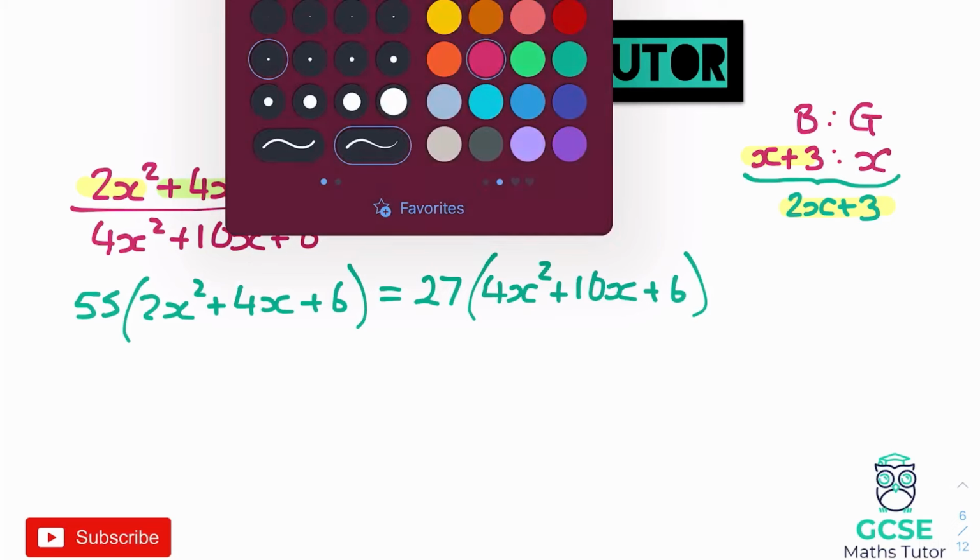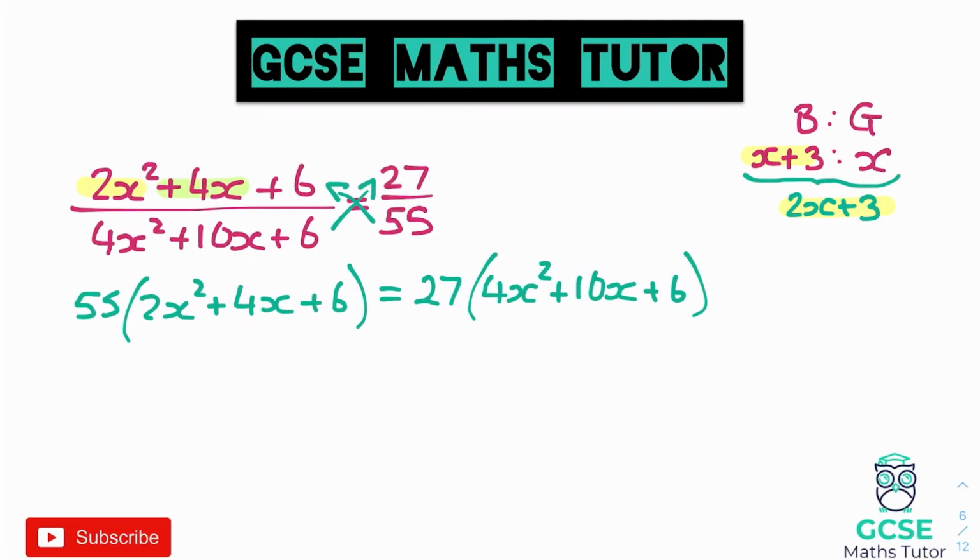Right, so expanding these out, so times in the left numbers by 55. Again, you can use a calculator for this one, but let's try and do as much as we can. So 55 times 2 is 110x squared. 55 times 4 is going to give us 220x. And then 55 times 6 gives us plus 330. Not too bad. Times in the left side by 27.